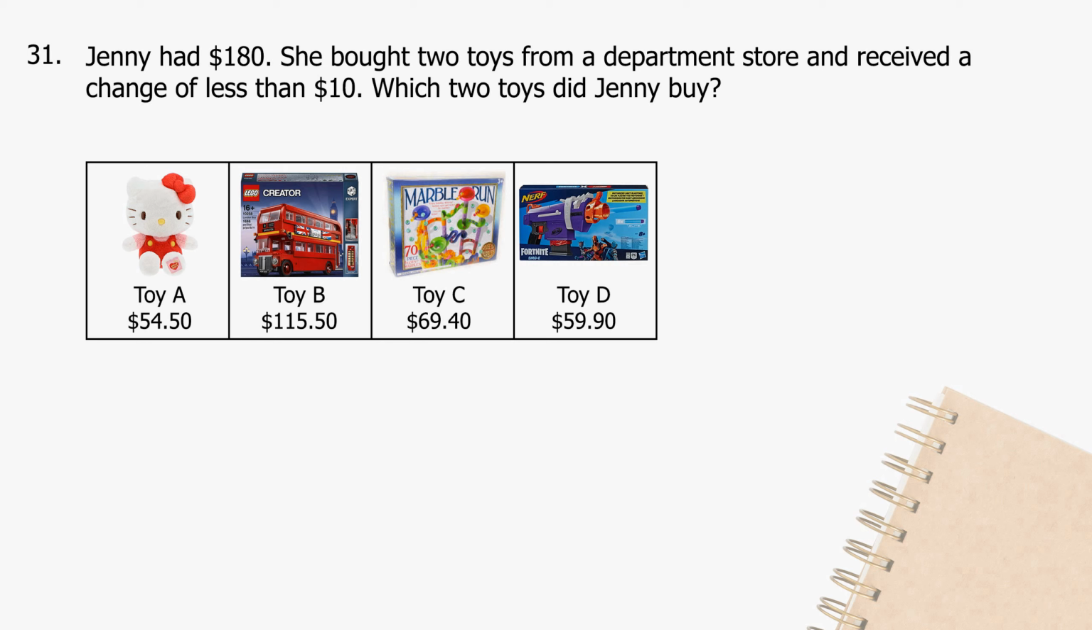Question 31. Jenny had $180. She bought 2 toys from a department store and received a change of less than $10. Which 2 toys did Jenny buy?